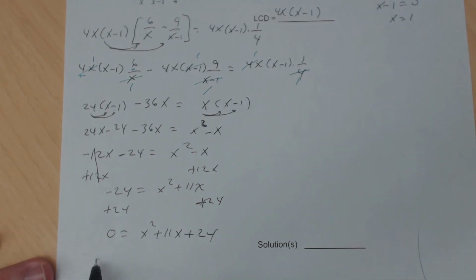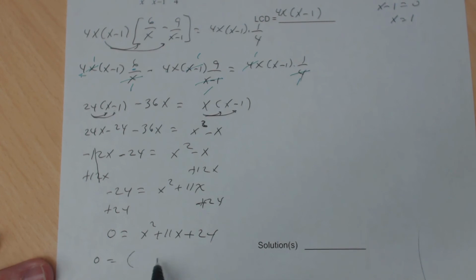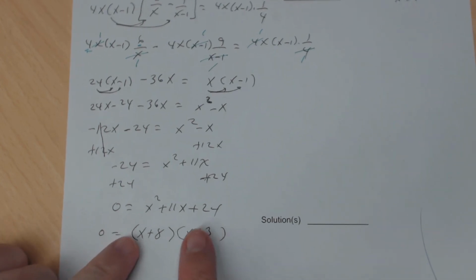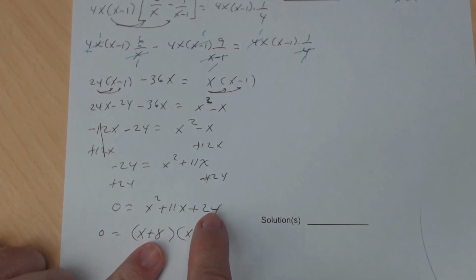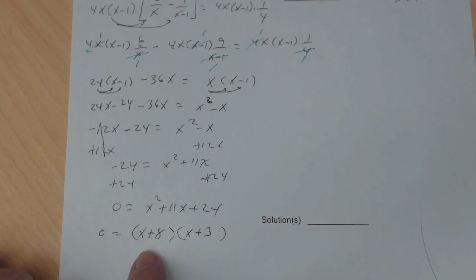Okay, now factoring this trinomial, I'm going to get x plus 8 times x plus 3 equals 0. And always check yourself. X times x is x squared. Positive 8 times a positive 3 is a positive 24. The outer is 3x, the inner is 8x, I get 11x.